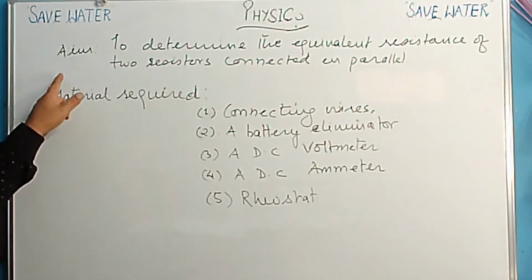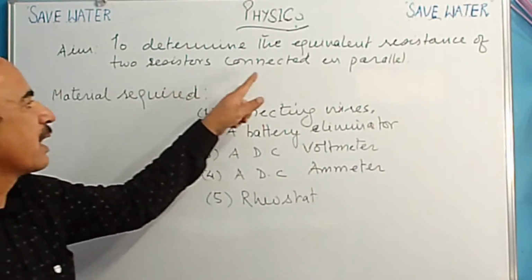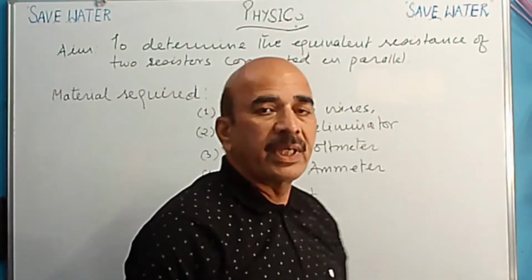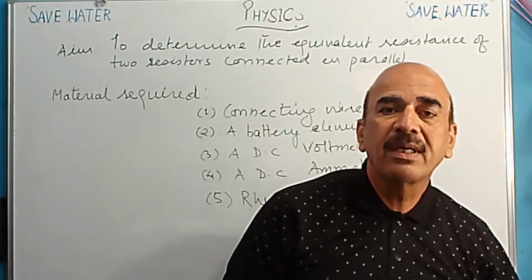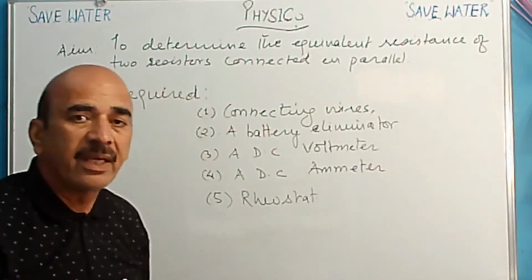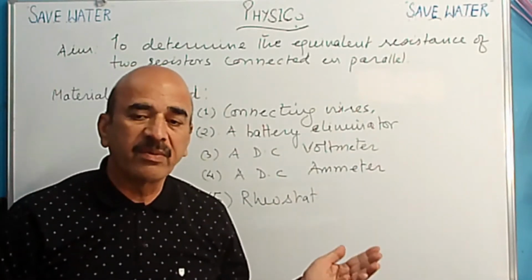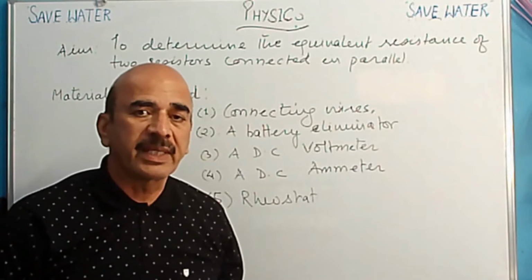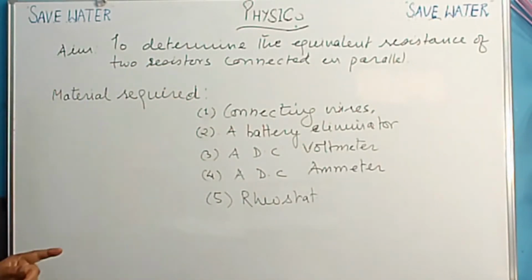So here, first of all, you have to write down the aim. The aim you can see here: to determine the equivalent resistance of two resistors connected in parallel. So here two resistors are connected in parallel. How to connect them in parallel? अब इसको diagram में बनाएंगे. तो जो diagram है, the diagram should be done on the left side page, which is the plain side, right? After that we have to write down the material required.